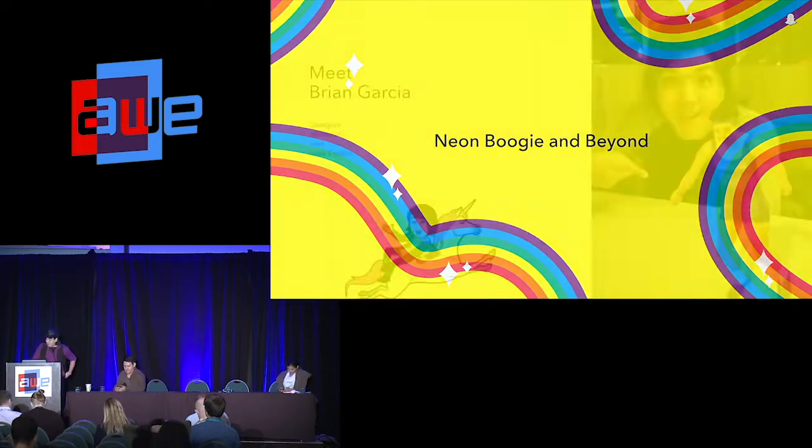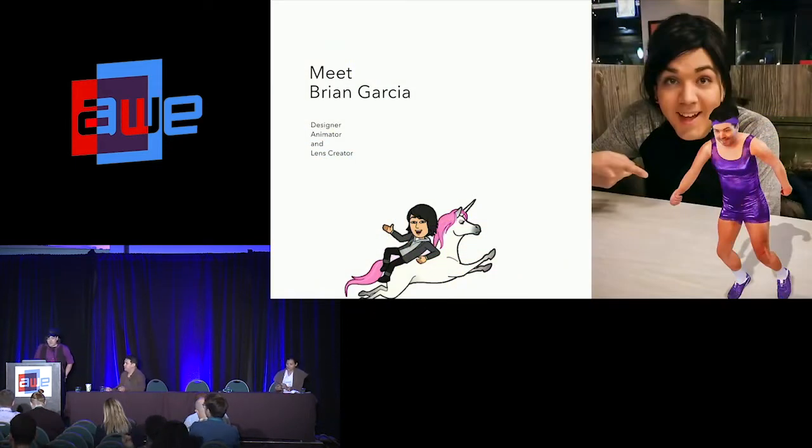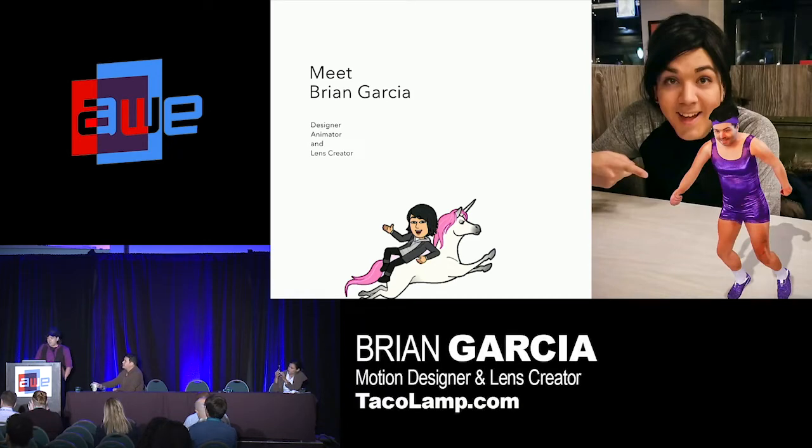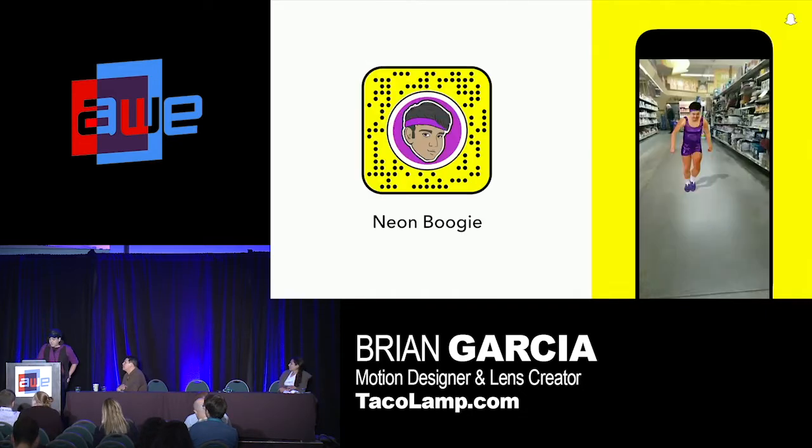Hi, everyone. My name is Brian Garcia. I'm a designer, animator, and lens creator. I've been using Lens Studio since the fall. Pictured here is the first lens I made, called Neon Boogie. I've been playing around with 3D scanning for a few years now, and when I got access to Lens Studio, I wanted to see how far we can push photoreal avatars. And so this was the first lens I made, called Neon Boogie.